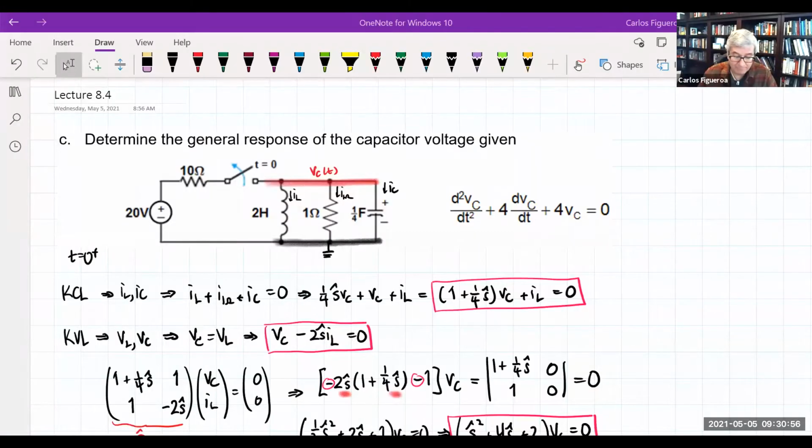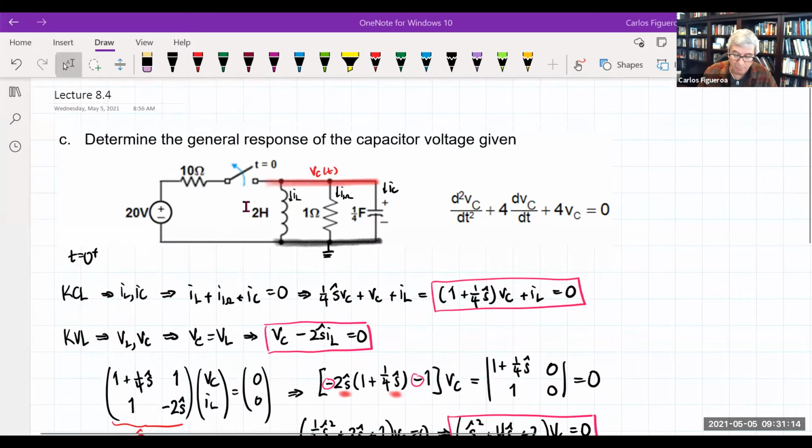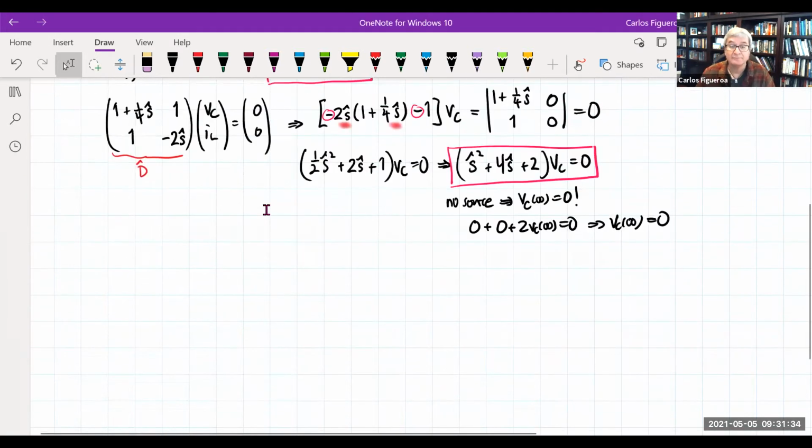So I'm going to go share my OneNote. We were at the end of this one problem. We were looking at the natural response of this guy. So we derived the differential equation, and we ended up with s squared plus 4s plus 2 for VC. And then we checked it because we could see here that when the switch opened, there is no source. And since capacitors and inductors are passive elements, we know that the effective source on this guy has to be 0. No doubt about it. So now what we got to go do here is get the natural response of this thing.